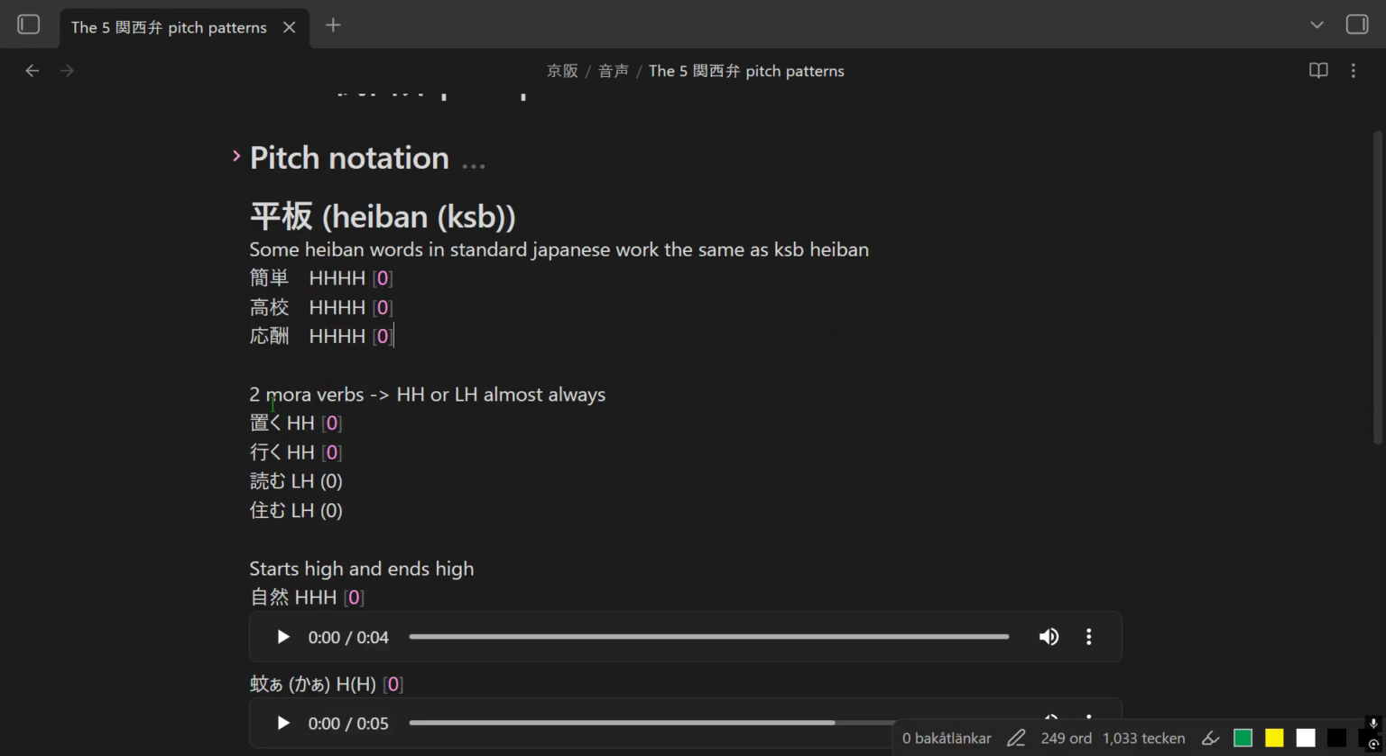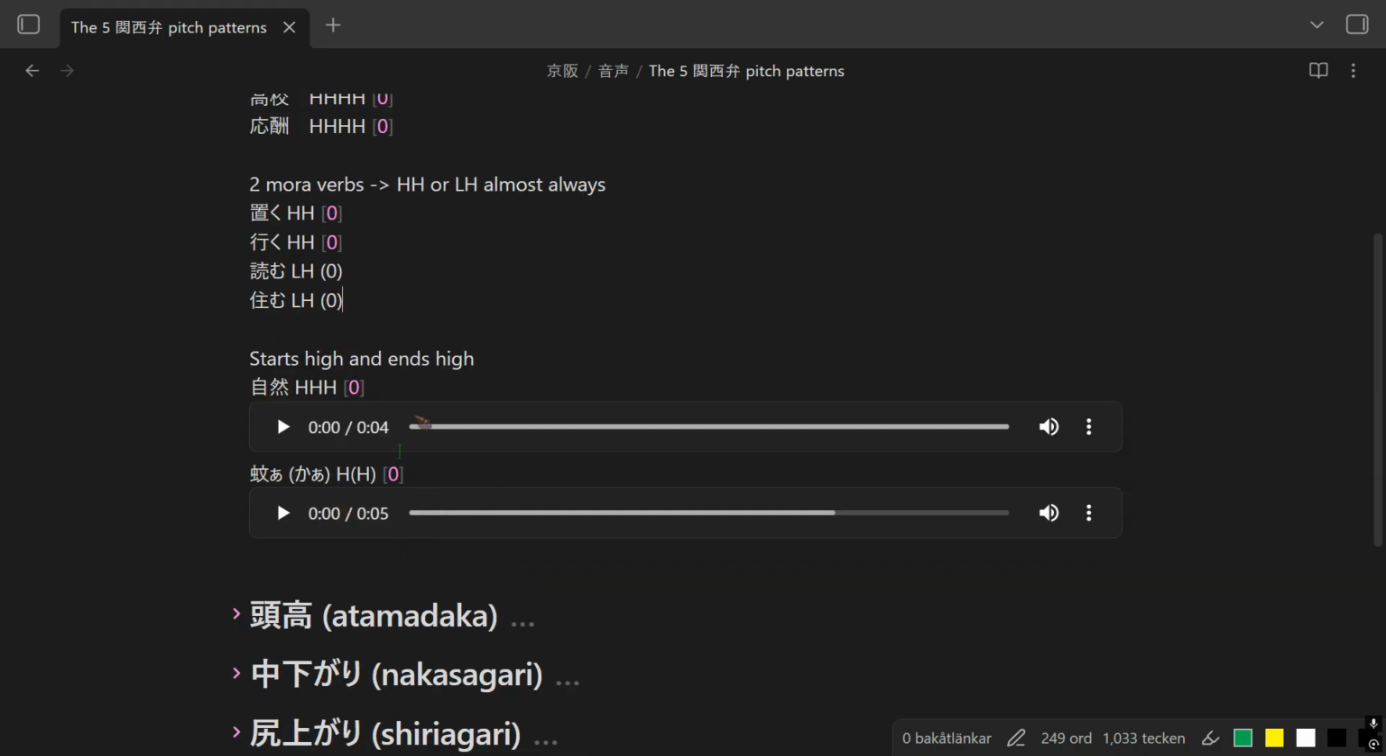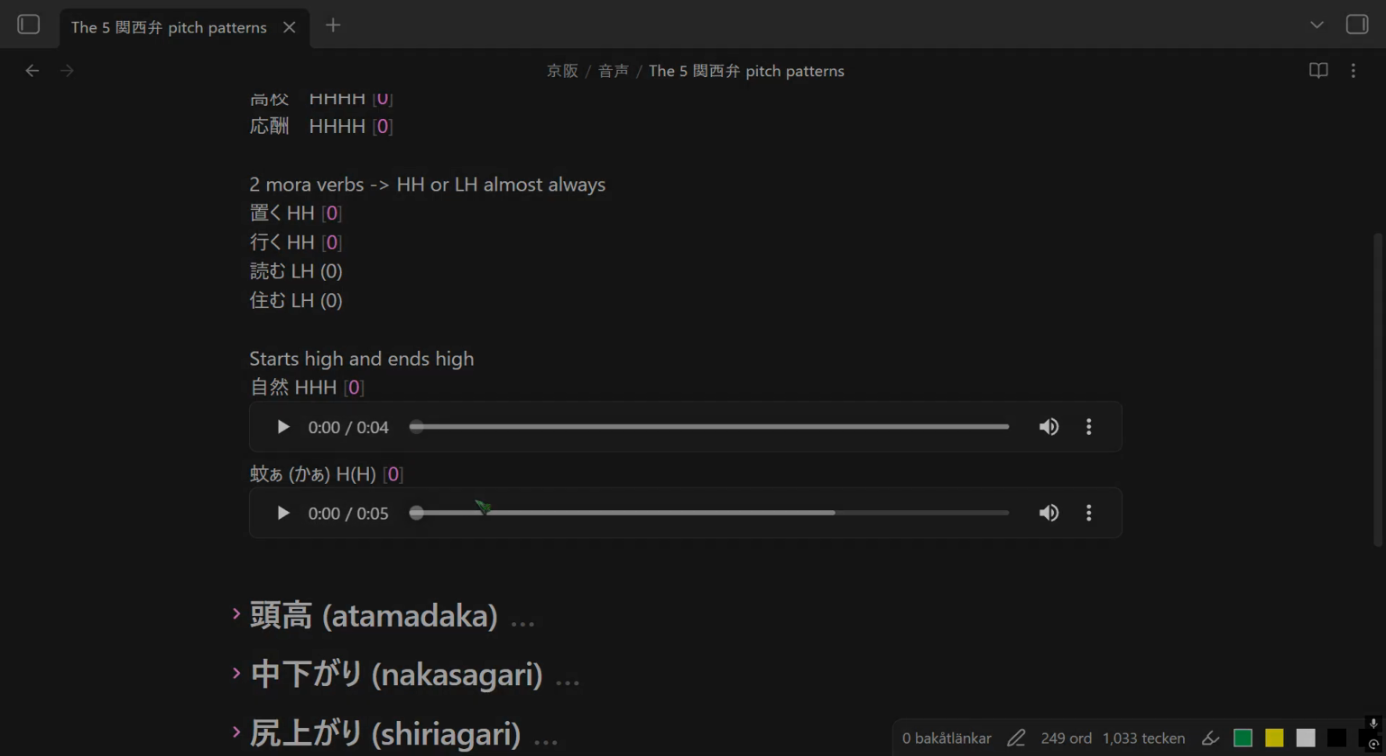There's also some useful things to pay attention to in Kansai Ben, which is that a lot of 2 mora verbs are almost always either heiban or low high. The reason why this difference is important is because these sound very similar if you haven't practiced Kansai pitch. They sound pretty much identical. At the beginning, at least for me, they sounded identical. So I have some examples here of heiban words from a Kansai native that I thought we'd take a listen to.